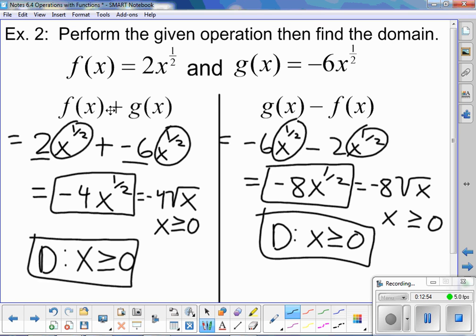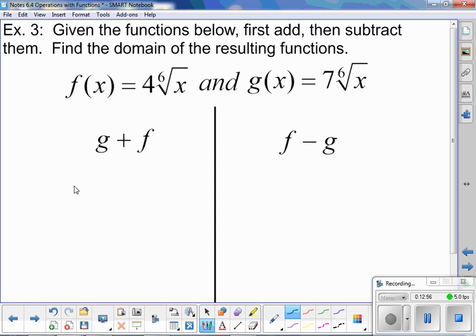If you notice, it says f of x plus g of x. This just says f or g plus f. Same thing though. It means the exact same thing as before. This is just a different notation that you might see it in. I'll just do the first one in order to save some time here.